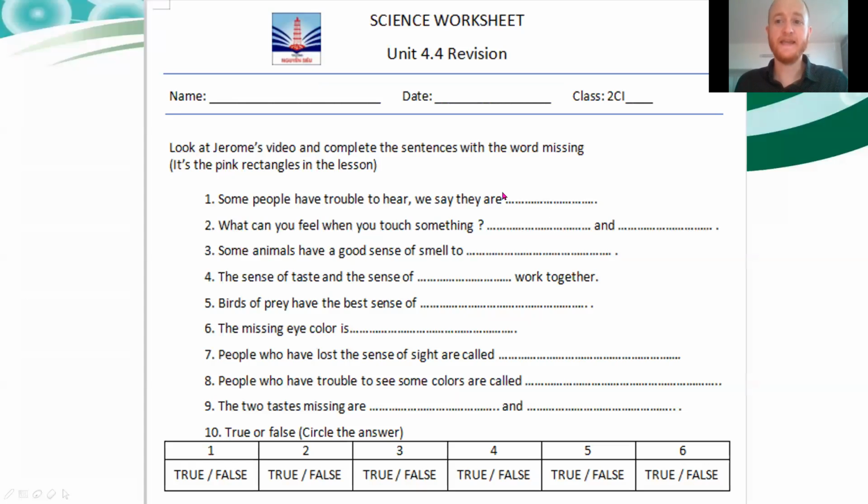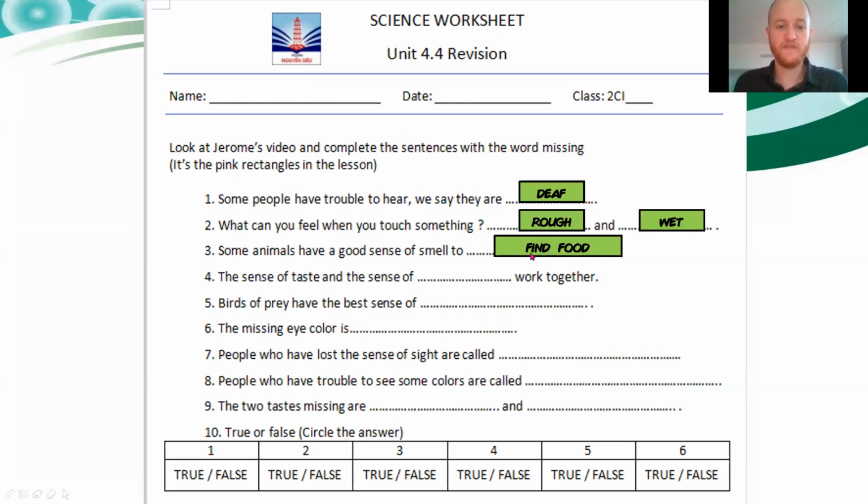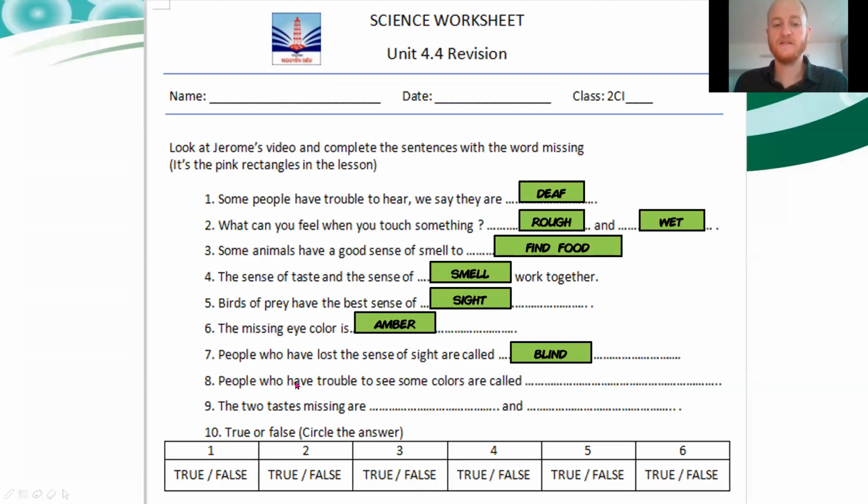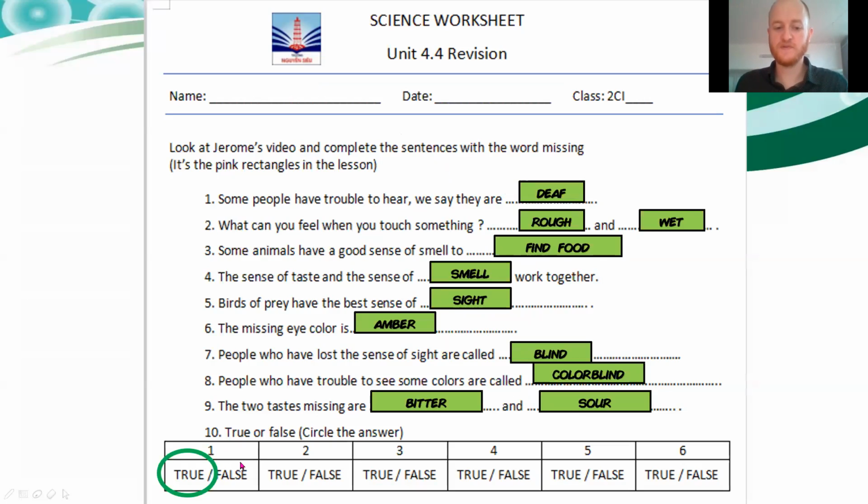Okay, so in your revision worksheet, it must look like this. Now, we say they're deaf, rough, and wet. Question 3, they have a good sense of smell to find food. Sense of taste and sense of smell work together. Birds of prey have the best sense of sight. Missing eye color is amber. People who have lost the sense of sight are blind. They have trouble to see some colors, they call colorblind, and the two taste missings were bitter and sour. Okay, for the true or false, the first one is true, false, true, true, true, and false.